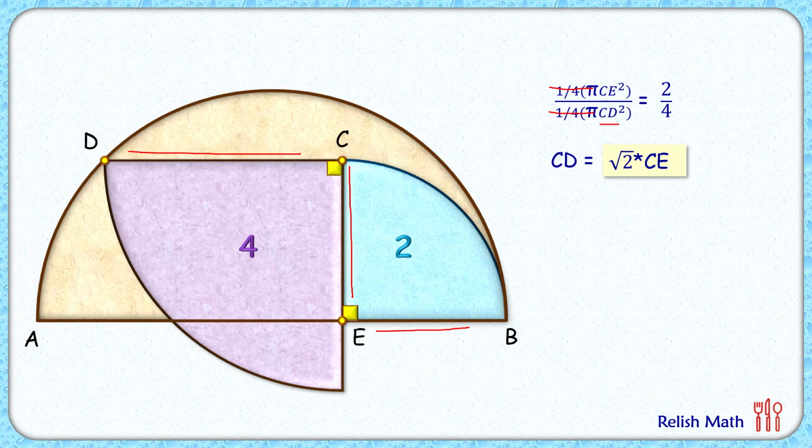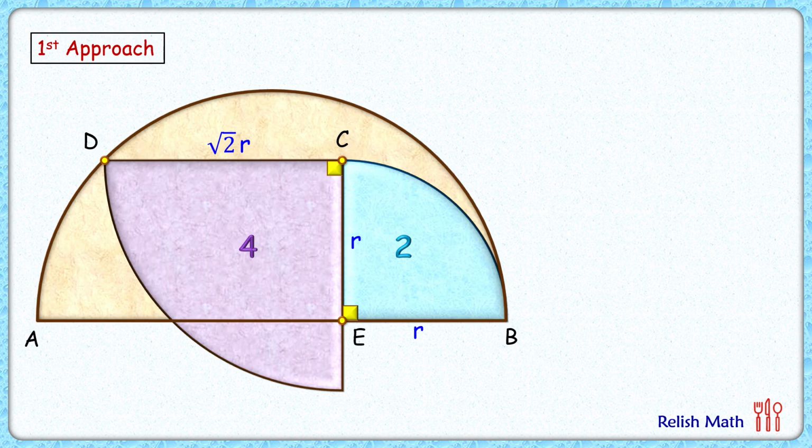times CE. So if we assume the radius of this blue quadrant as r centimeter, then the radius of this purple quadrant, that is CD, will be root 2 times r. So this length CD will be root 2 times r. This relation we will be using in all three approaches.